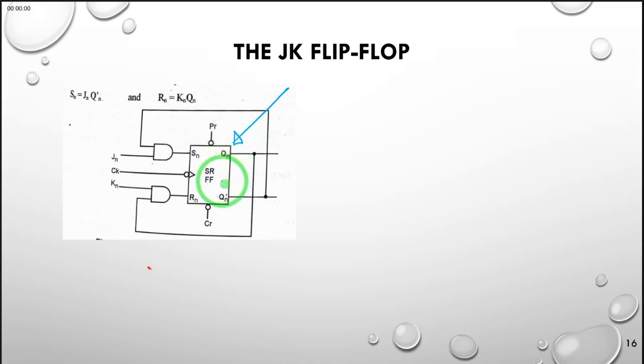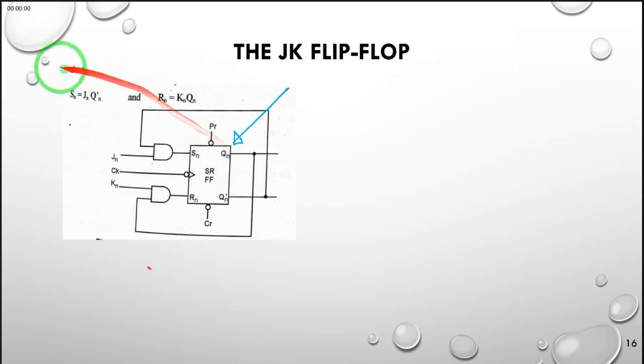Remember that it had gates G3 and G4 that had inputs S and R, and the other input for the two gates was the clock pulse. If we now consider the SR flip-flop as a black box represented by this symbol, then the input to S is a combination of the J input and the Q bar of the SR flip-flop. Similarly for R, the input is K and the feedback of Q from the SR flip-flop.